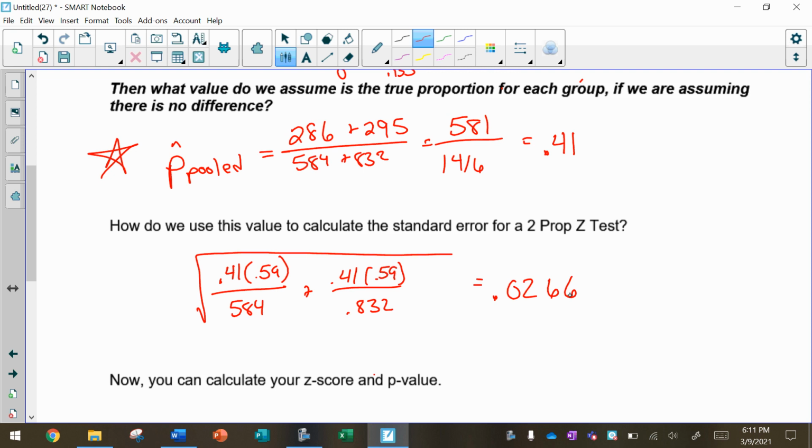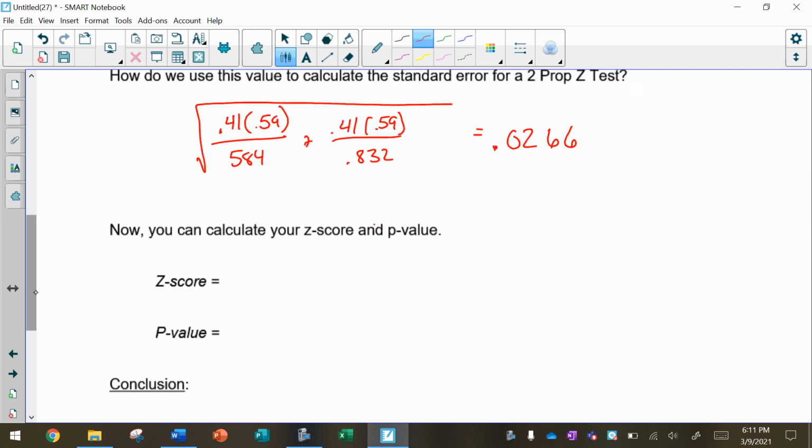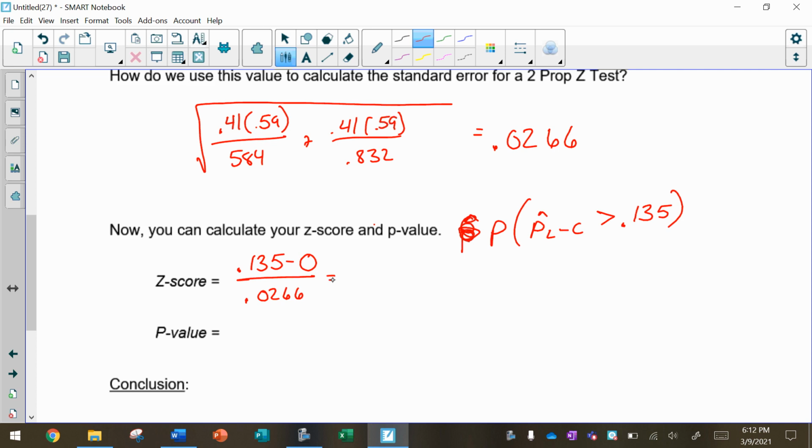Okay? So what we want to get is, what is the probability of getting a p-hat liberal minus conservative greater than 0.135? That's what we want to figure out. So the z-score is our value minus the center of the curve, which is 0, divided by our standard deviation value, 0.0266. So really 0.135 divided by 0.0266. Holy cow.